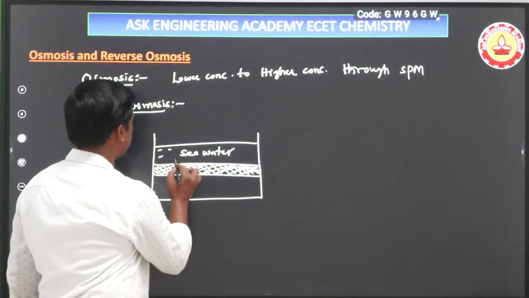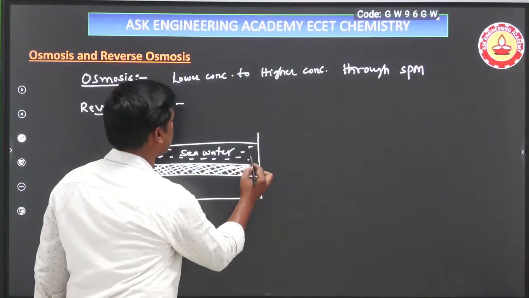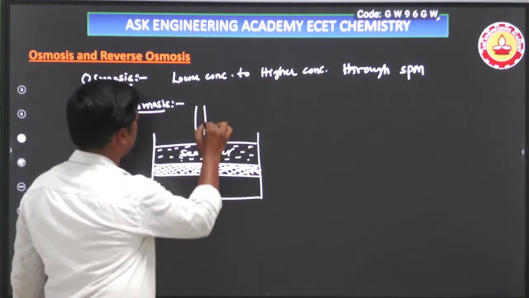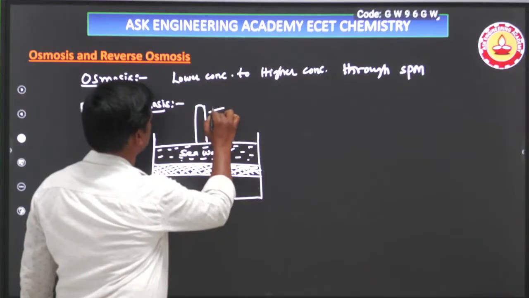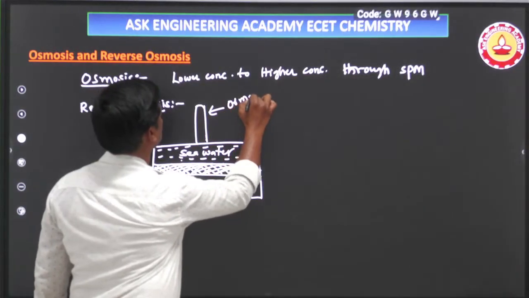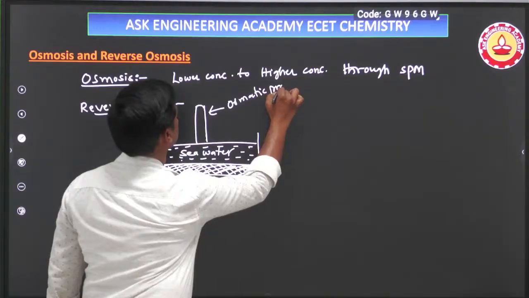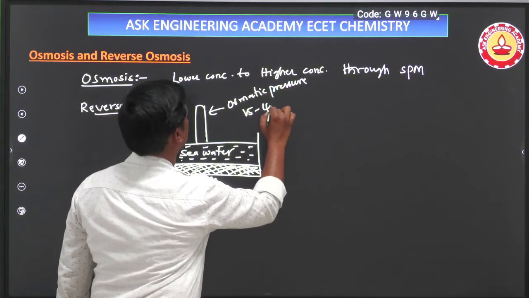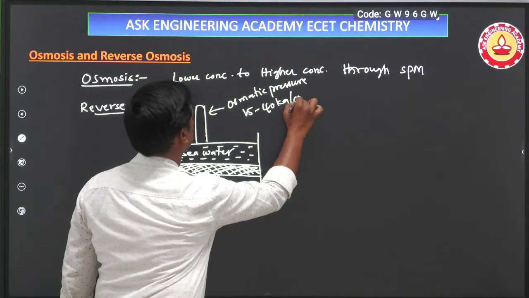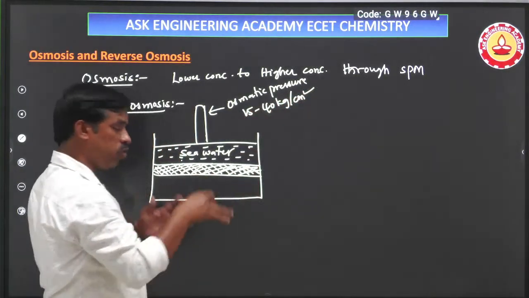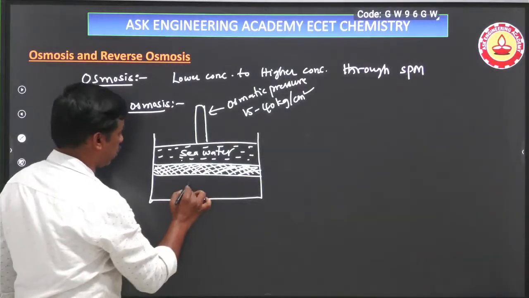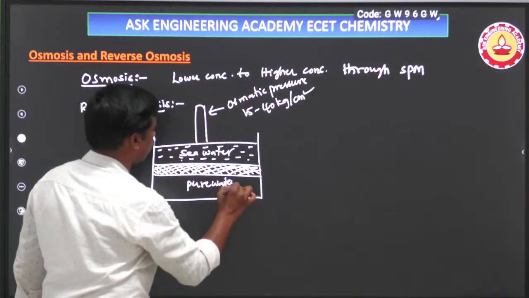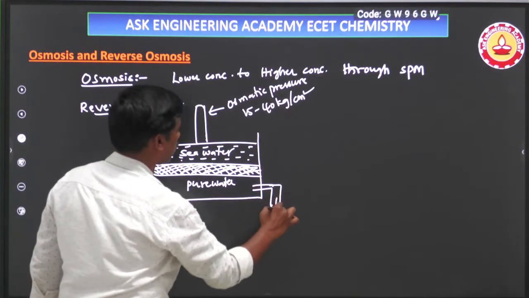When this highest concentration salt water is treated by the reverse osmosis process, here we apply osmotic pressure, 15 to 40 kg per centimeter square. Whenever it is applied, the flow goes in the reverse direction, from higher concentration to lower concentration, and pure water comes. Pure water is collected from this outlet.